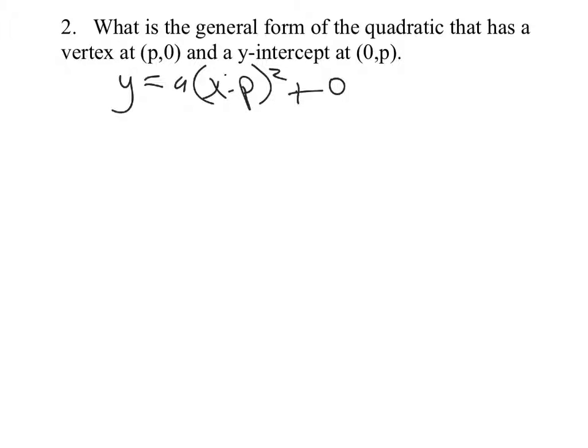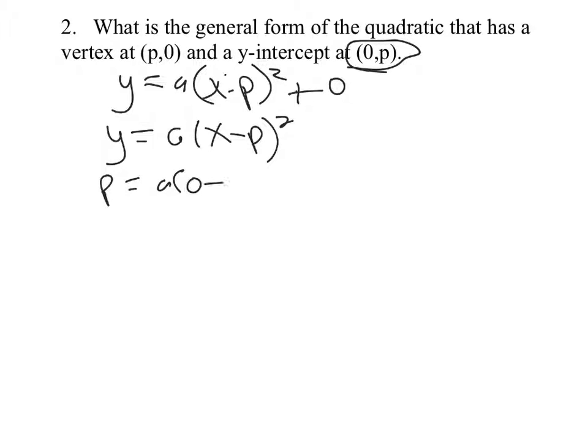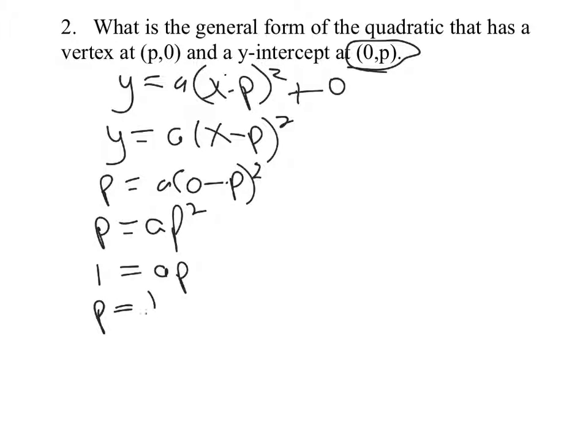So we get y is equal to a times (x minus p) squared. Now again, we know that it passes through the point (0, p), so we can substitute in to get p for y is equal to a times (0 minus p) squared, or in other words, p is equal to ap squared. We divide out p on both sides to get 1 is equal to ap, and that means that we can say that p is equal to 1 over a. We can go back in and substitute, and we get our general equation as y is equal to a times (x minus 1 over a) squared.